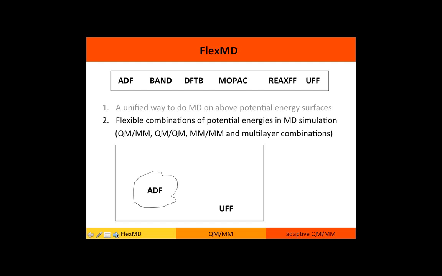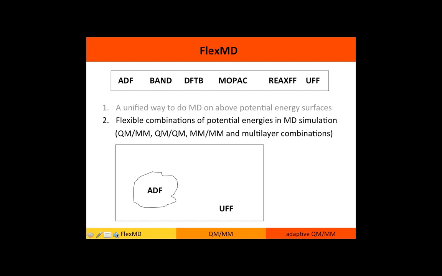QMMM simulations. So for example, if you have a very large molecular system, which is schematically depicted by the rectangle that you see in this picture, then you can imagine that there's only a local part of that system that you're really interested in, and you might want to treat only a small part of that system and the atoms in there using density functional theory, while the rest of the system you prefer to treat using a classical force field. So ADF for a small subset of atoms inside a region and UFF for the rest. Well, that is something that FlexMD can do.